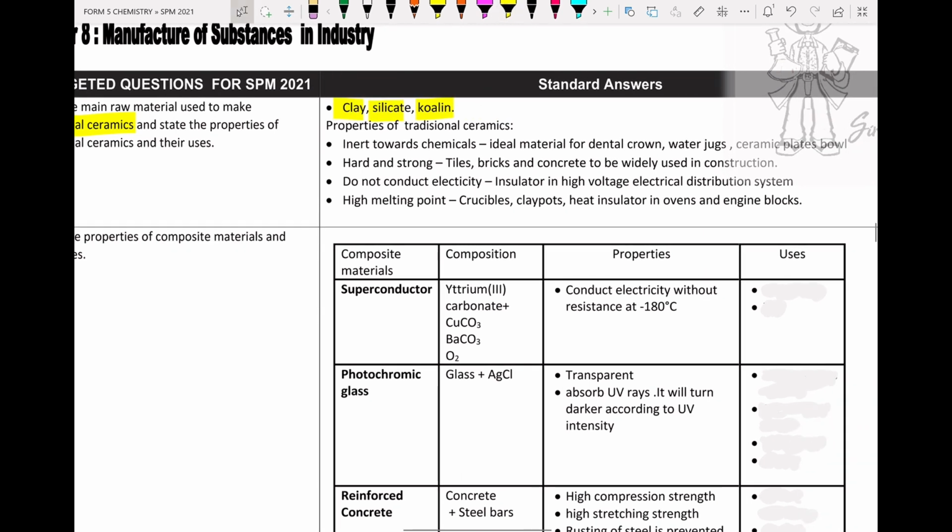What are the properties of traditional ceramic? Traditional ceramic is inert towards chemicals, hard and strong. Because it is inert towards chemicals, we use it to make dental crowns, jugs, all that. Hard and strong is used to make tiles, bricks, concrete, all that. It does not conduct electricity, so it is used to make fuses, used in the national grid network system. It also has a high melting point, so it's used to make crucibles, clay pots, all that.